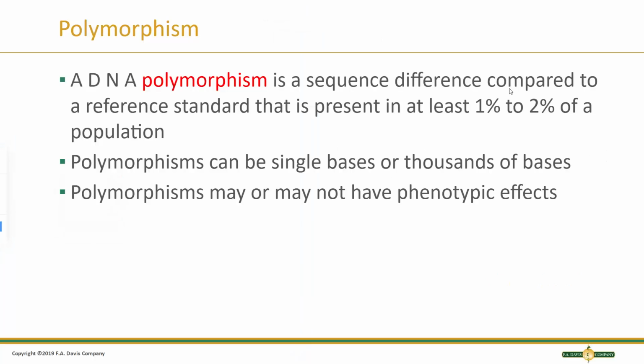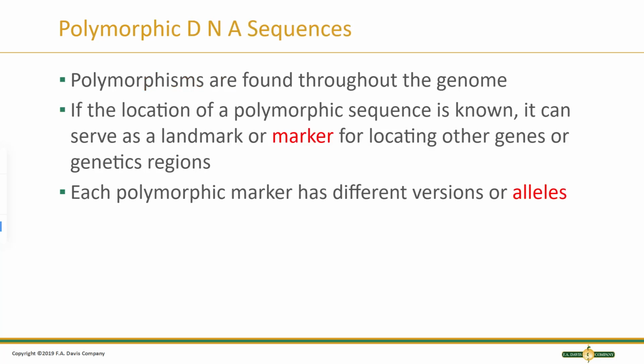Polymorphisms and human identification. A DNA polymorphism is a sequence difference compared to a reference standard that is present in at least 1 to 2% of a population. Polymorphisms can be single bases or thousands of bases. Polymorphisms may or may not have phenotypic effects. They're found throughout the genome. If the location of a polymorphic sequence is known, it can serve as a landmark or marker for locating other genes or genetic regions. Each polymorphic marker has different versions or alleles.